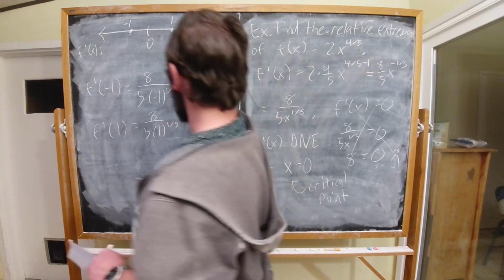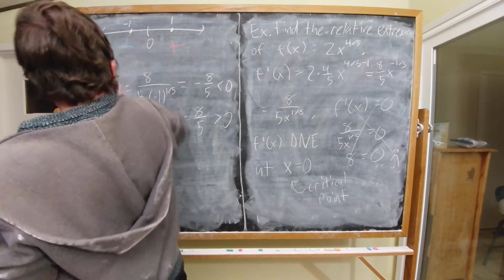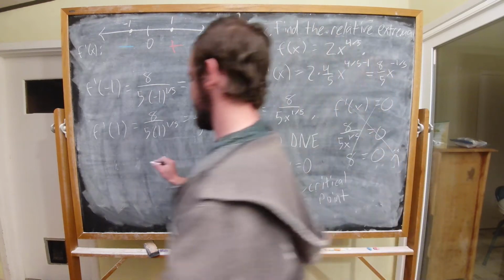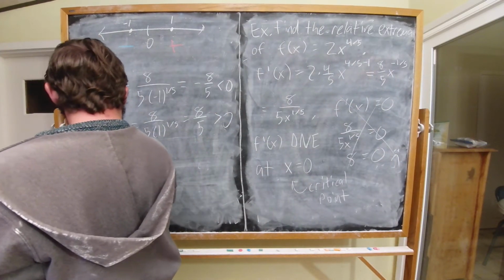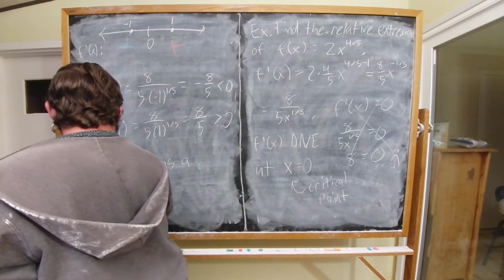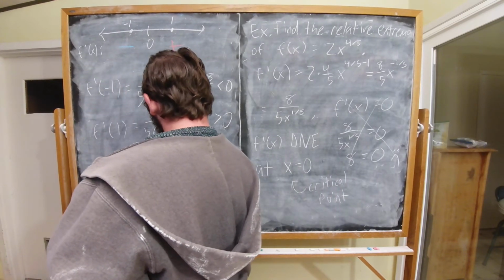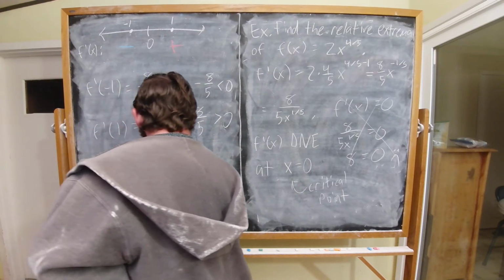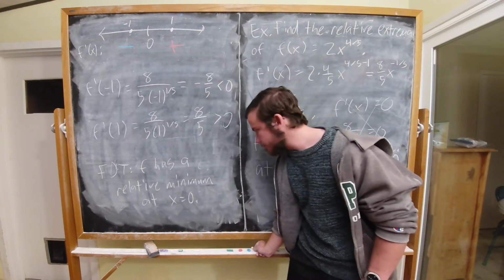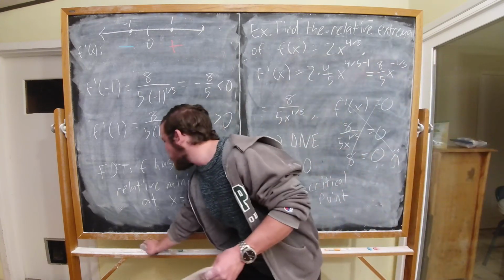Alright, so we go from negative to positive. First derivative test tells us all we need to know. F has a relative minimum at x equals 0. Because we went from negative to positive. Alright. That's good. Let's keep going. One more example.